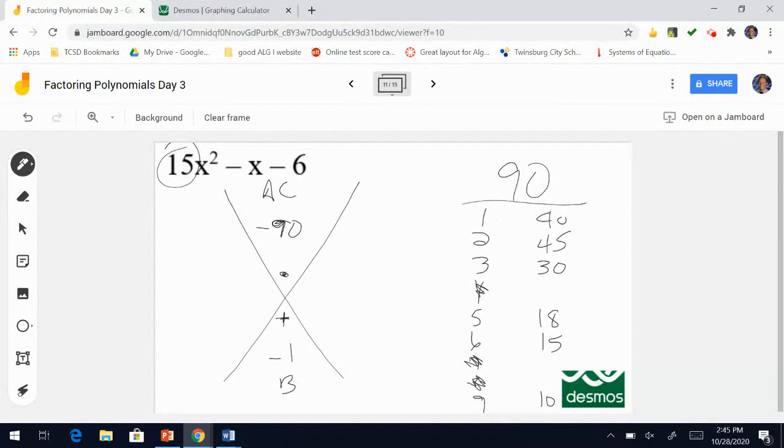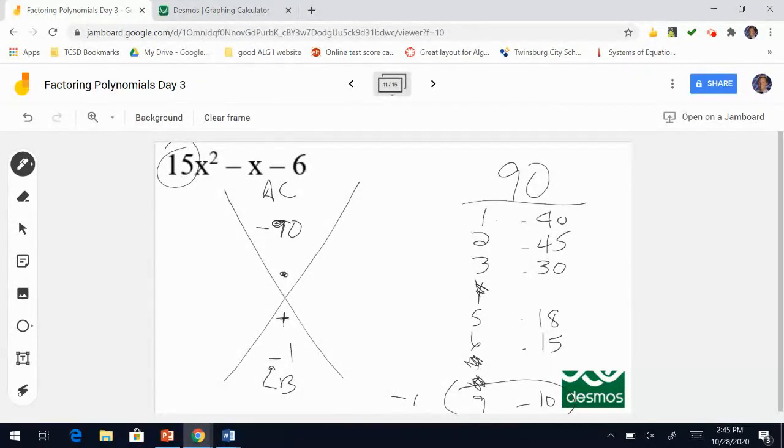So again, we have a negative 90 as our AC value. So the big factor is always going to be that sign. What's the big factor sign? Negative. So these are the negative ones. These are the positive ones. Big factor is negative, small factor is positive. Since this number is so low, I'm just going to start with the bottom one. What's negative 10 plus 9?